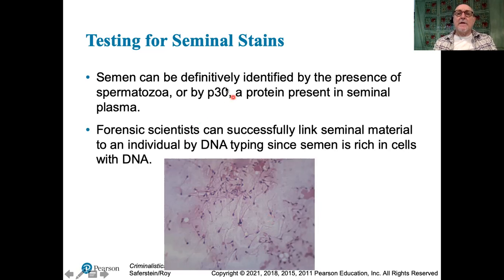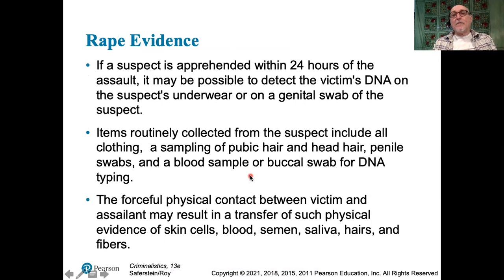There's another protein which is specific to seminal plasma, which is called P30. All that you need to remember is if we see specific semen proteins and identify them, or if we see spermatozoa, it tells you this is definitely semen. Okay, so these are obviously very important in cases of sexual assault and especially in cases of rape.